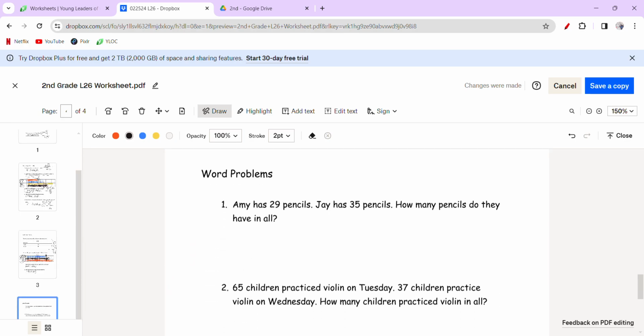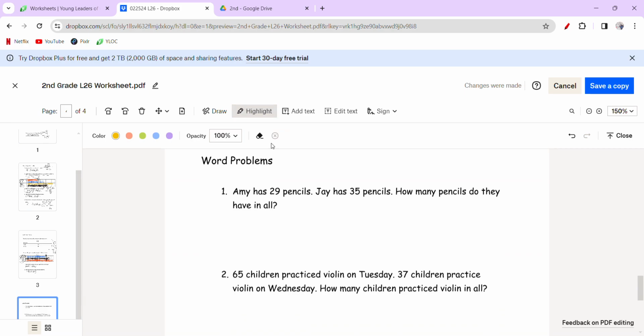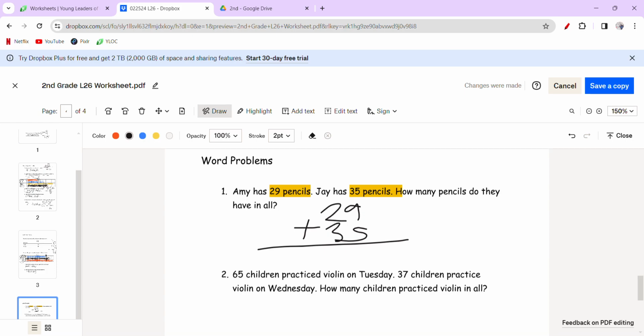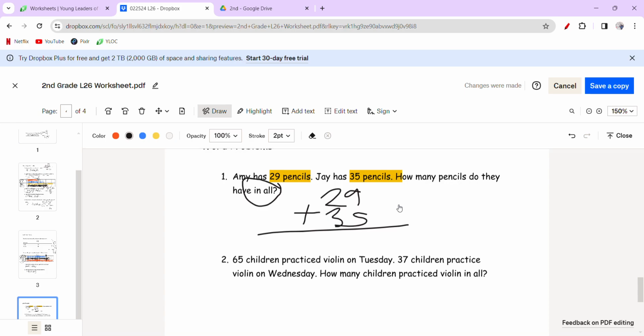Word problems. Amy has 29 pencils. Jay has 35 pencils. How many pencils do they have in all? We are going to add the pencils. Very easy. If they ask in all, it means to add. So 9 plus 5 would be 14. You have to put the 10 there. 2 plus 3 is 5, plus this one is 6. So 64. Don't forget to write your units, pencils.